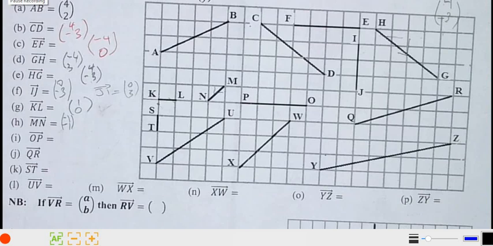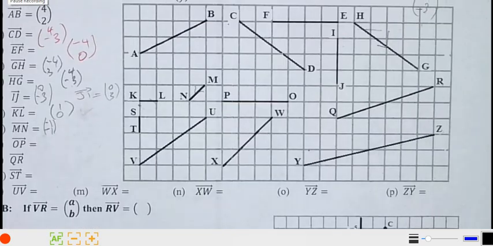Alright, so back to this, guys. OP though, everybody have OP? Give me the answer for OP. -4, let me see those who have that. I'm not saying it's right yet. OP, vector OP. And 0.